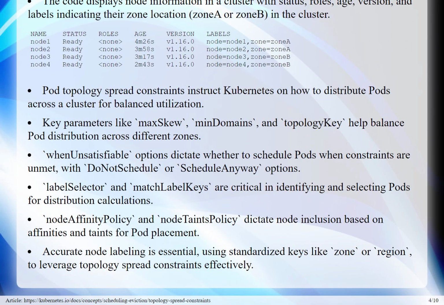Comprehensive node labeling mechanisms. For effective use of spread constraints, nodes must be labeled accurately. Labels such as topology.kubernetes.io/zone or region are recommended over generic ones to prevent misinterpretation across different settings.